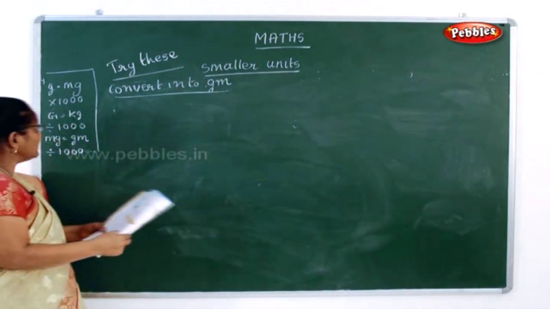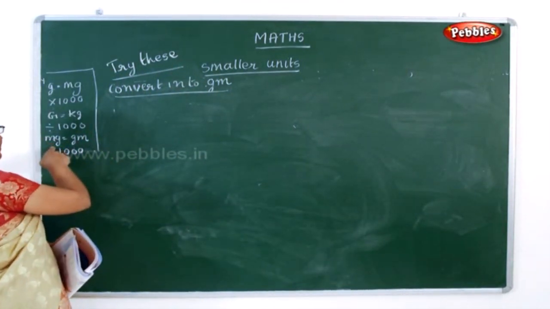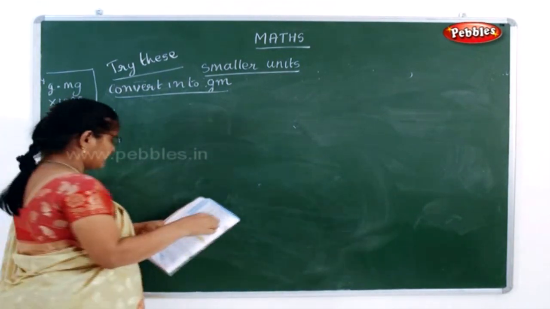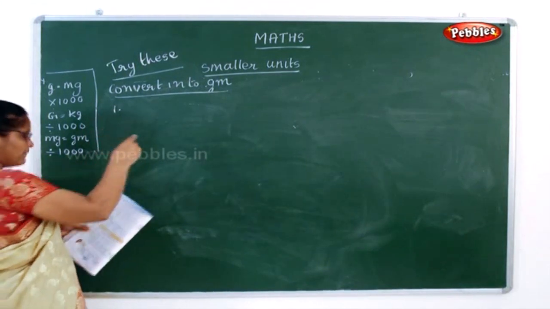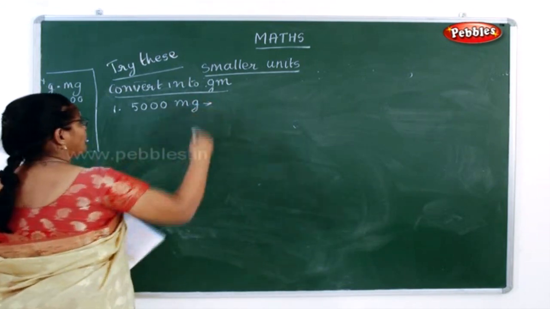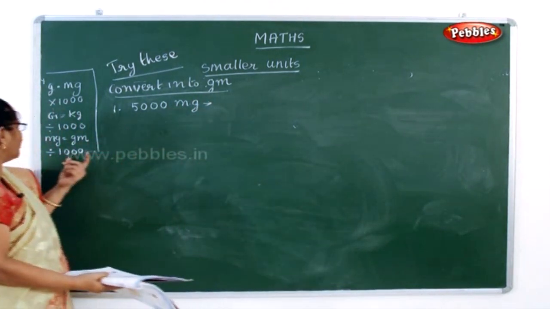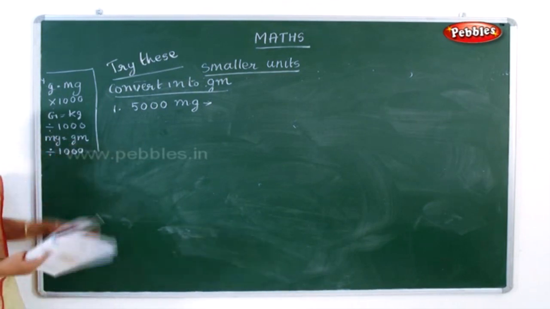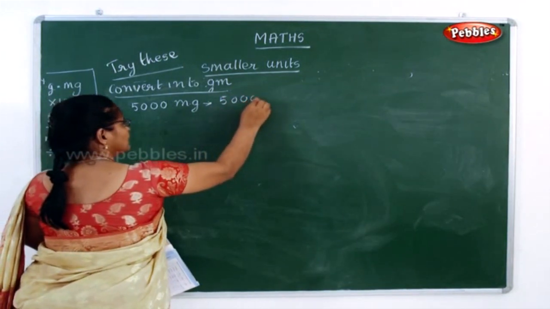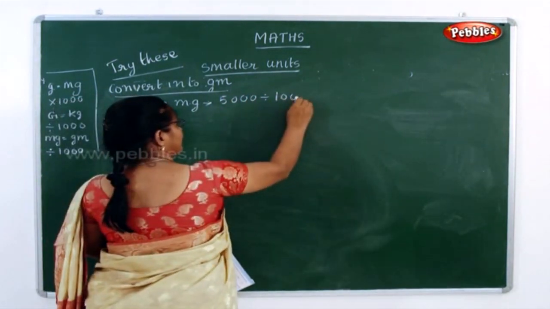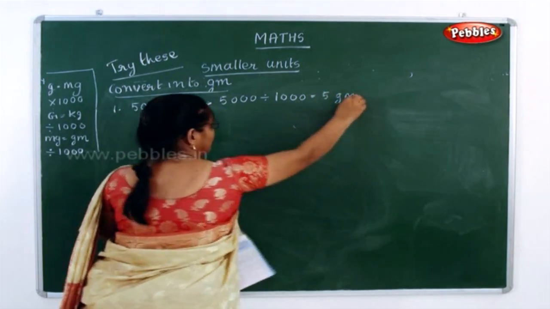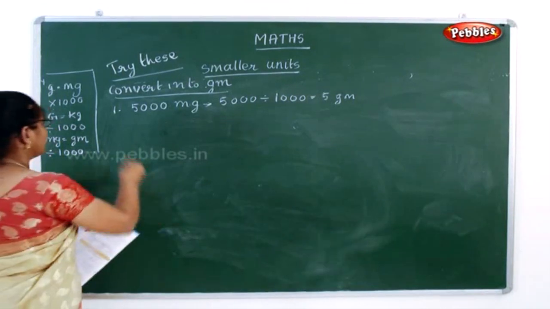Now how will you convert into gram? I told you, when it is in milligram and you want to convert into gram, you have to divide by 1000. Now what is the first sum they have given? It is 5000 mg. Now how will you convert this mg into gram? I told you already, you have to divide it with 1000. Whatever mg value they have given has to be divided. So 5000 divided by 1000, what is it? It is 5 gram.